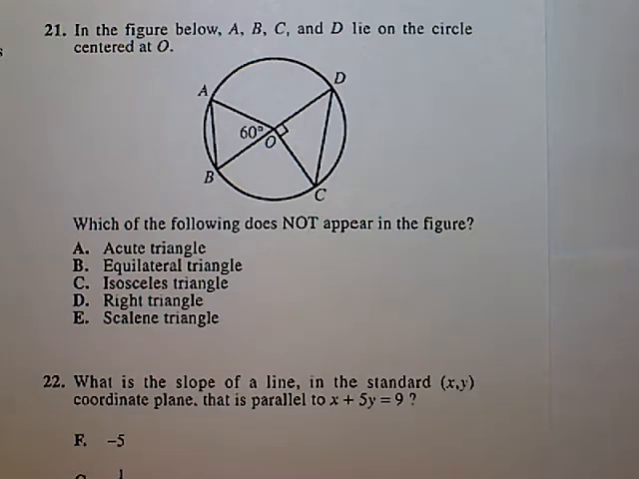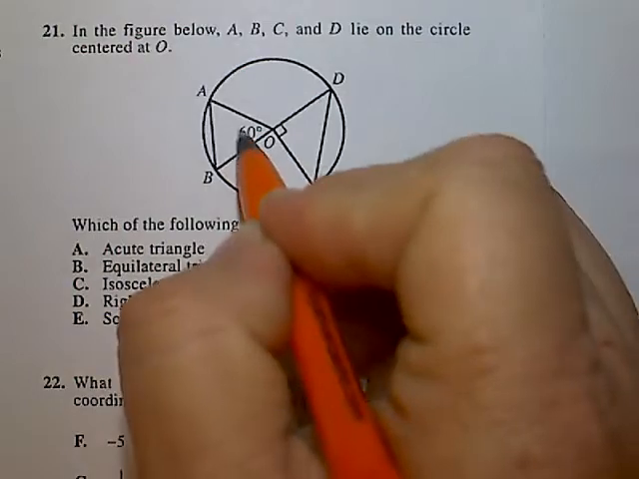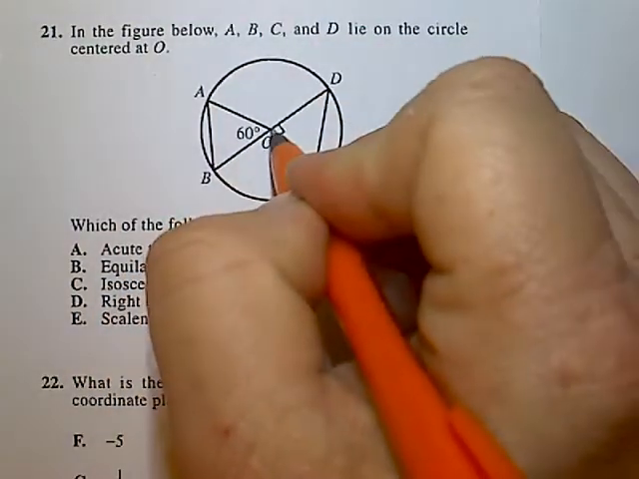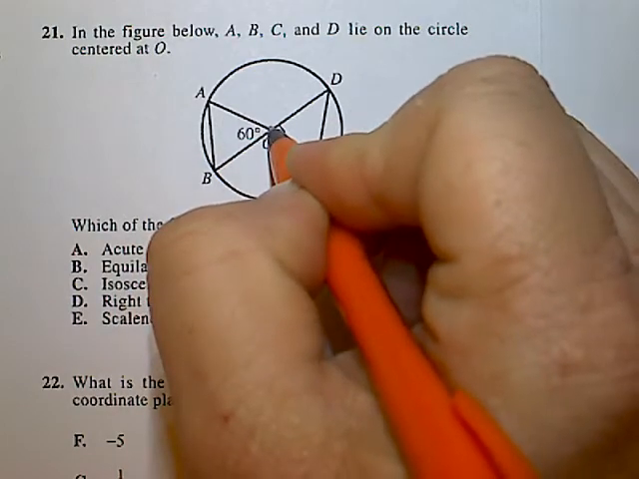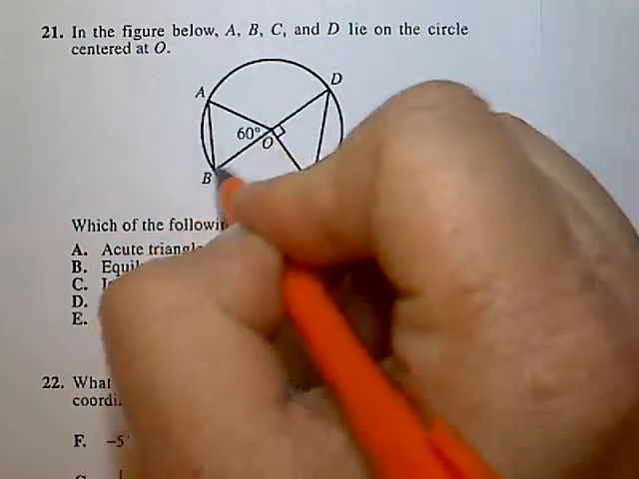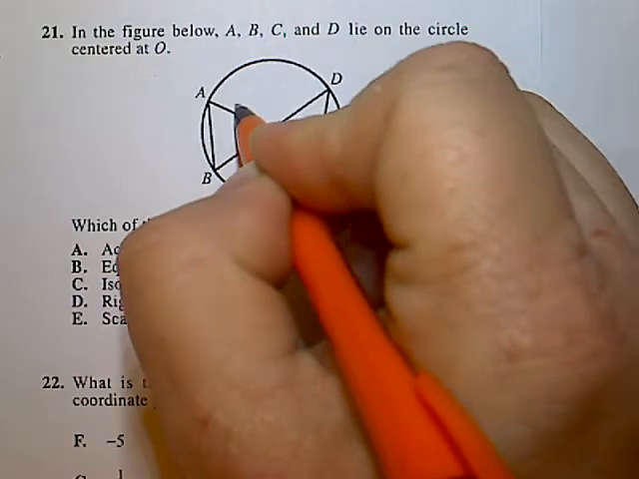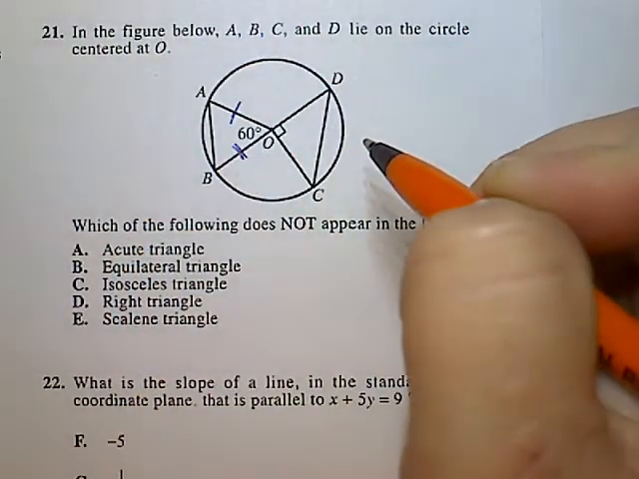I know acute triangle means that when we look at the interior angles of a triangle, none of the angles will be above 90 degrees. So let's start with this triangle. I know that O is at the center, and these two lengths represent the radius, and the radius are going to be equal within a circle. So these two lengths are equivalent.